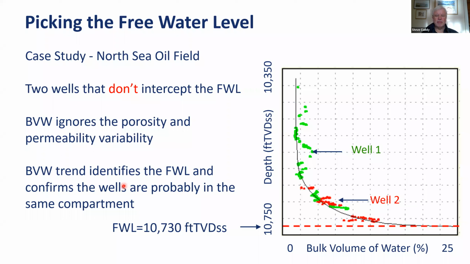The BVW function can be used to pick the free water level. This is another case study from the North Sea. 2 wells don't intercept the free water level. We want to use the data to be able to predict it. The BVW function ignores porosity and the variability in permeability. So therefore, it gives you a simple line. So you overlay the 2 wells, and then you predict where the free water level is. And this is a real example as shown here. Clearly, you need to speak to the rest of the team to confirm that both wells are actually in the same compartment and have the same fluids.